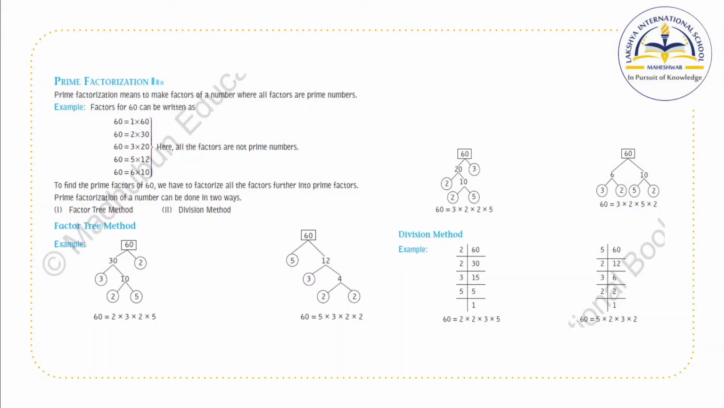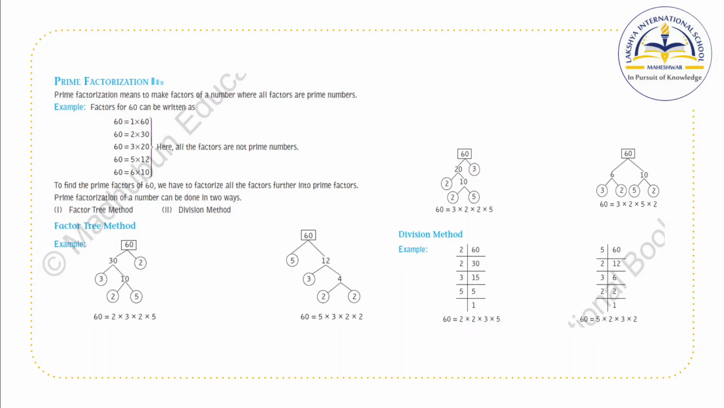So our first topic is prime factorization. It means to make factors of a number where all factors are prime numbers. Factors of 60 can be written as 1 into 60, 2 into 30, 5 into 12, 6 into 10.